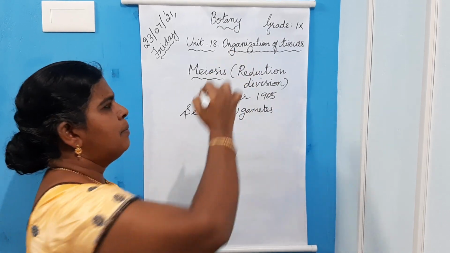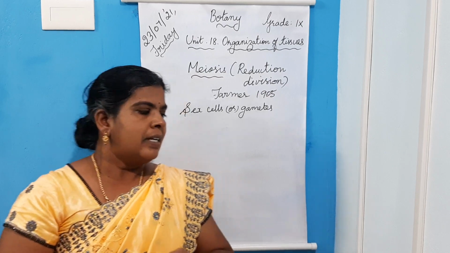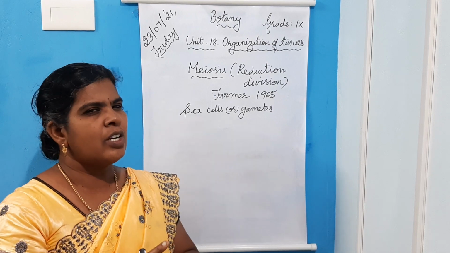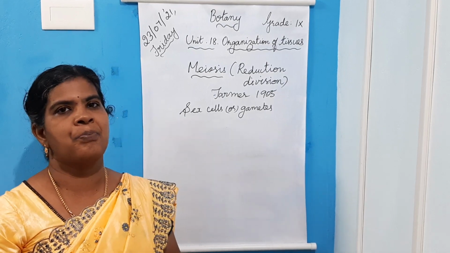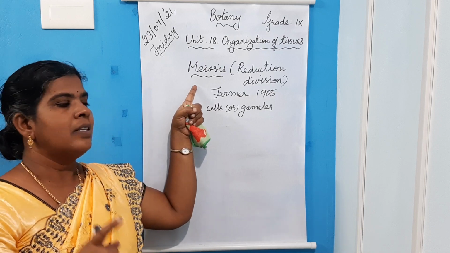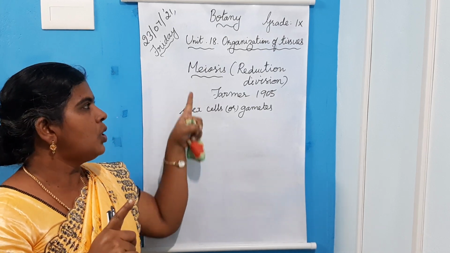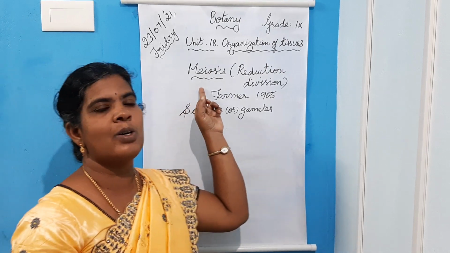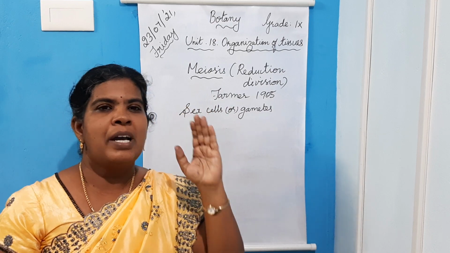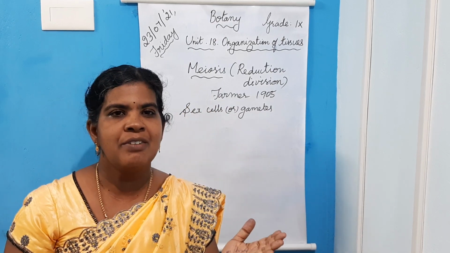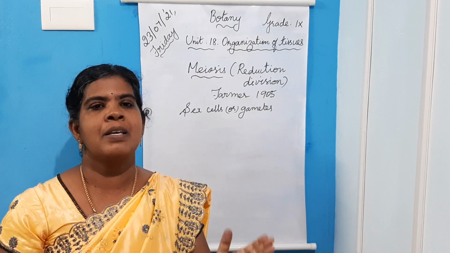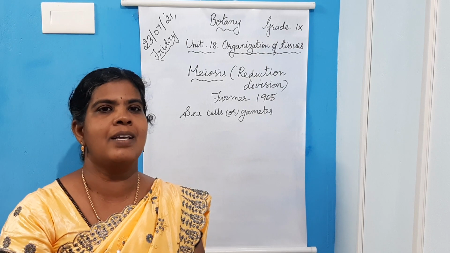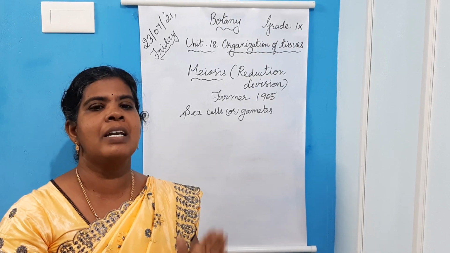Then why is it termed reduction division? The chromosome number in the daughter cell is just half of the parent cell. So it is also called reduction division. Why is mitosis called equational division? The number of chromosomes present in the daughter cell is the same as in the parent cell. So it is called equational division.